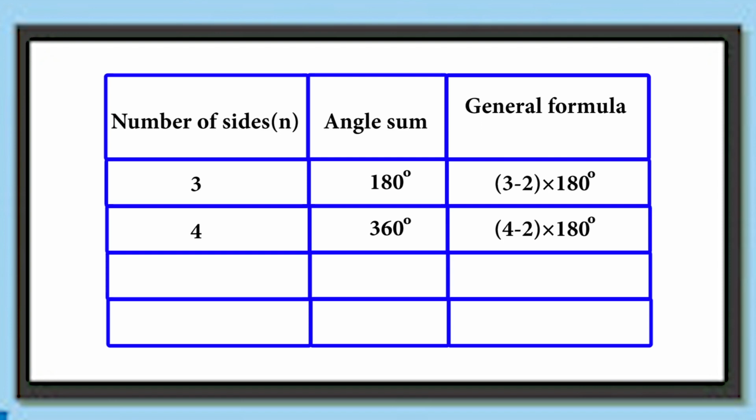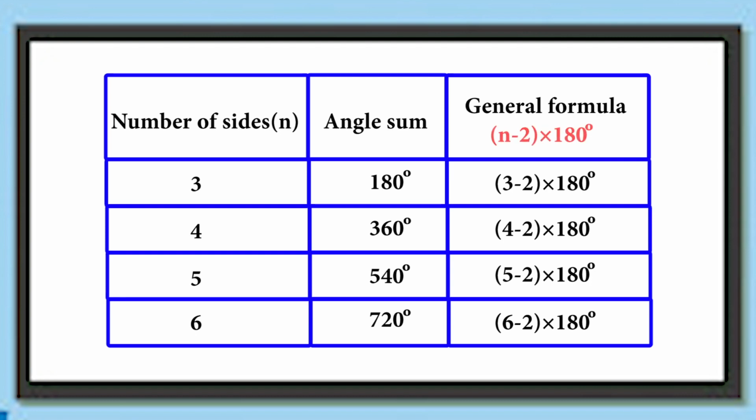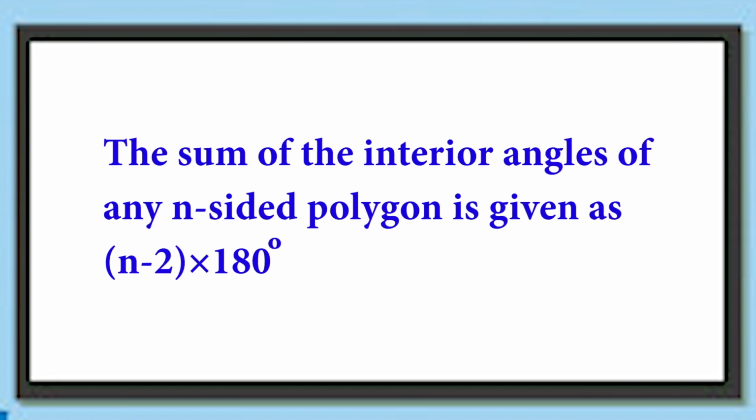For a five-sided polygon, the angle sum would be 540 degrees, because there are five sides, and hence 5 minus 2 times 180 degrees, which will be 3 into 180 degrees, and hence 540 degrees. For a six-sided polygon, the angle sum would be 720 degrees. Because it has six sides, it will be 6 minus 2, which is 4 into 180, which comes out to be 720 degrees. So generally, if there is a polygon with n sides, the angle sum would be given as n minus 2 times 180 degrees.